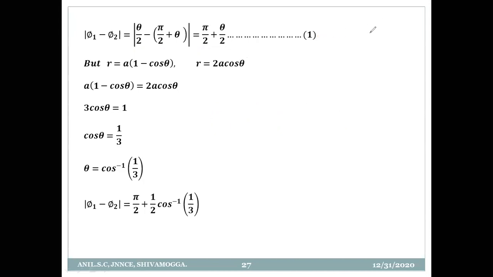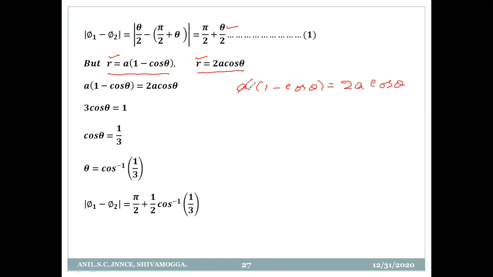Equation number 1. Now we shall find the value of theta. This is the given problem. R is equal to A into 1 minus cos theta and R is equal to 2A cos theta. LHS of both the equations are same. We can equate RHS. That means A into 1 minus cos theta is equal to 2A cos theta.